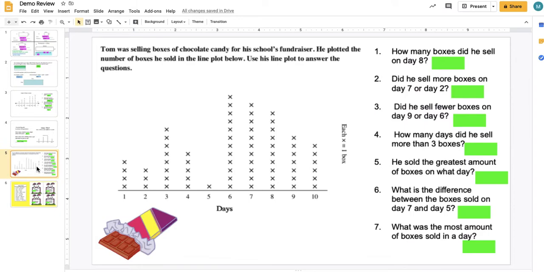Then I'm moving on to Tom was selling boxes of chocolate candy for his school's fundraiser. He plotted the number of boxes he sold in the line plot below. Use the line plot to answer the questions. How many boxes did he sell on day 8? So day 8, I literally need to count the X's. 1, 2, 3, 4, 5, 6, 7, 8, 9, 10.